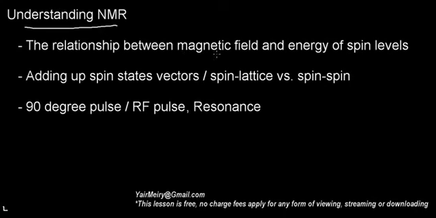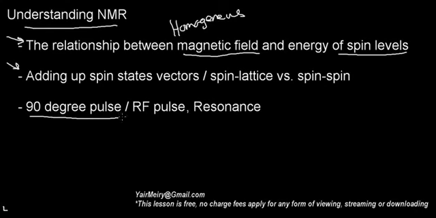First of all, we're going to talk about the relationship between the magnetic field, and by magnetic field I mean the homogeneous magnetic field, and the energy of the spin levels or spin states or spin orientation. This is just a review from the last presentation. We're going to review adding up the spin states, the respective vectors, and spin lattice versus spin-spin. What do those mean? We're going to discuss the 90-degree pulse, also referred to as the radio frequency pulse, and what the resonance is.